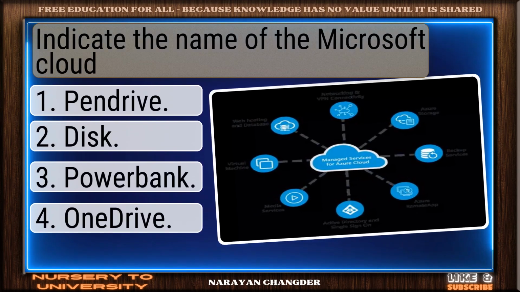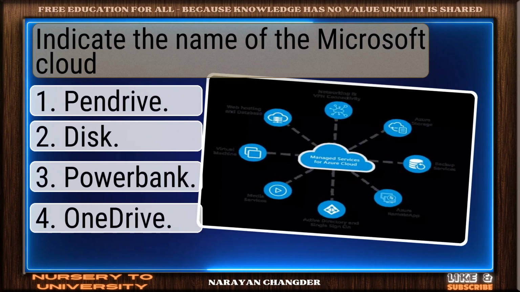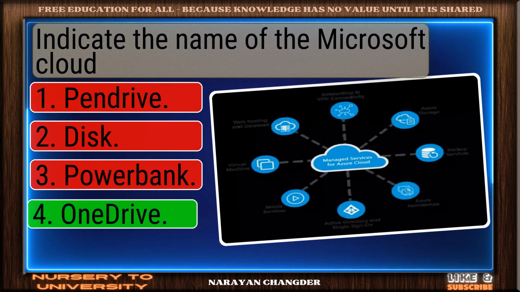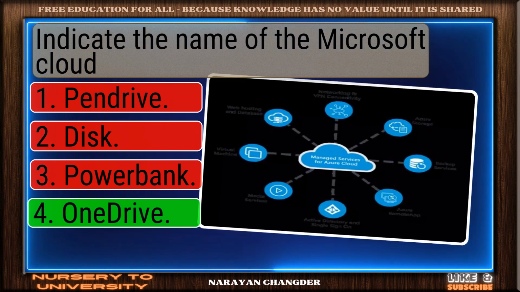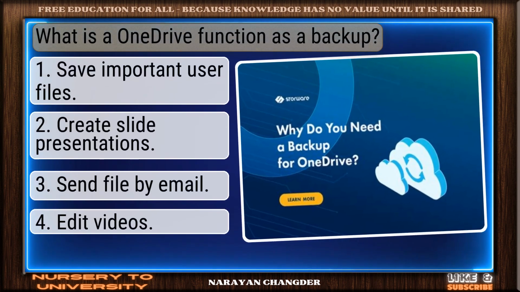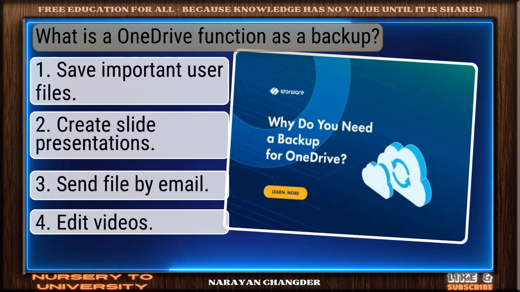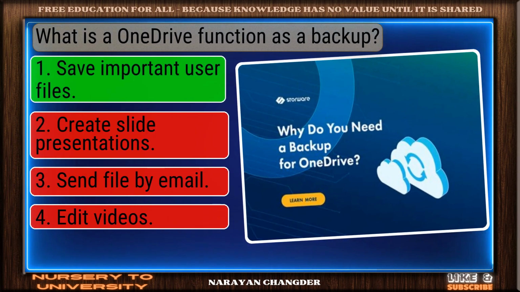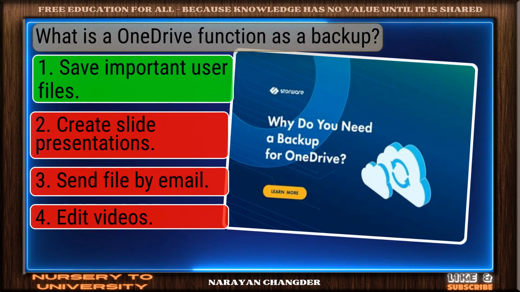Question number 65. Indicate the name of the Microsoft Cloud. Well picked. OneDrive is the correct answer. Question number 66. What is a OneDrive function as a backup? Bravo, save important user files is the answer.